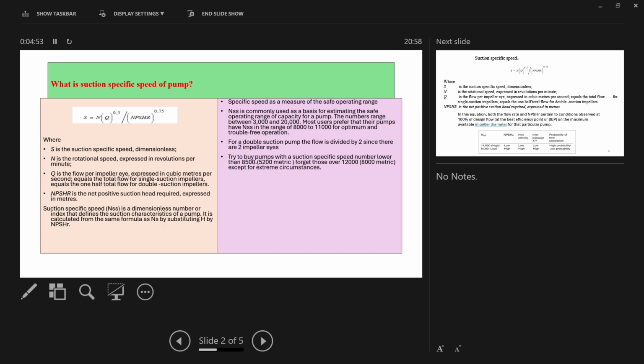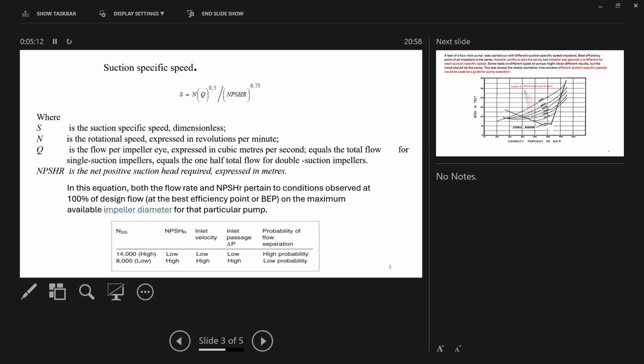For a double flow pump, you have to calculate Q divided by 2, and it is preferable to select a pump having suction specific speed of 8,500, and in metric unit it should be 5,200. This is the same formula, suction specific speed. If the suction specific speed is 14,000, at that time the NPSH requirement will be low, inlet velocity will also be low, and the delta P in the inlet passage will be low, but there is a high probability that flow separation will take place.